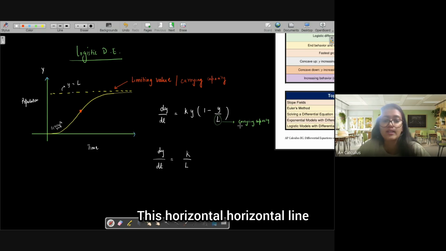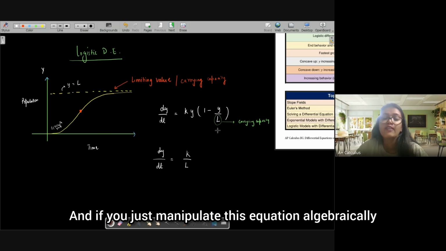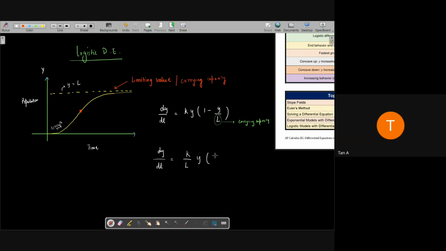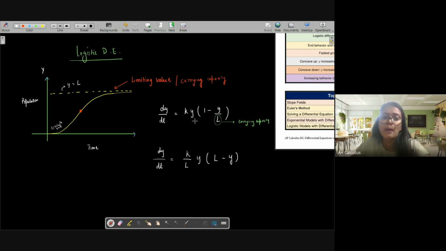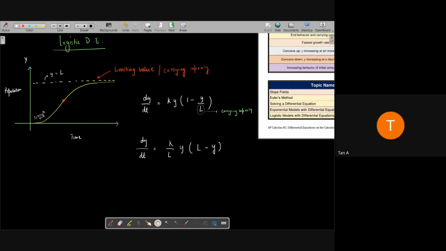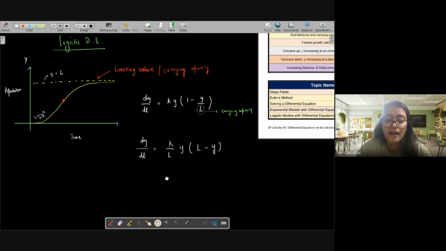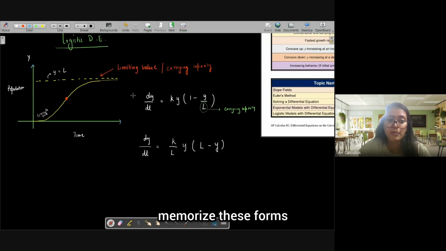This is a horizontal line. And if you just manipulate this equation algebraically, you will get another form, which is k over L times y times (L minus y). Both of these are equivalent. So these are the two forms of logistic differential equations, and you have to memorize these forms.